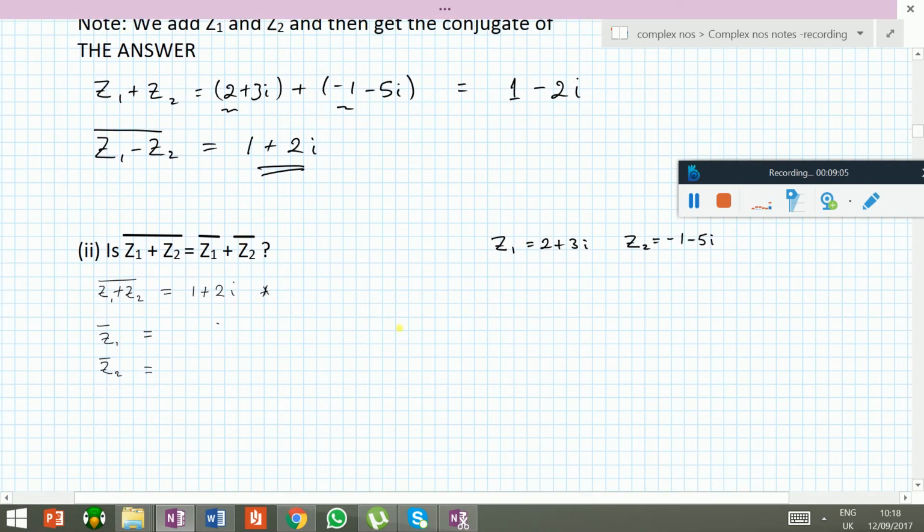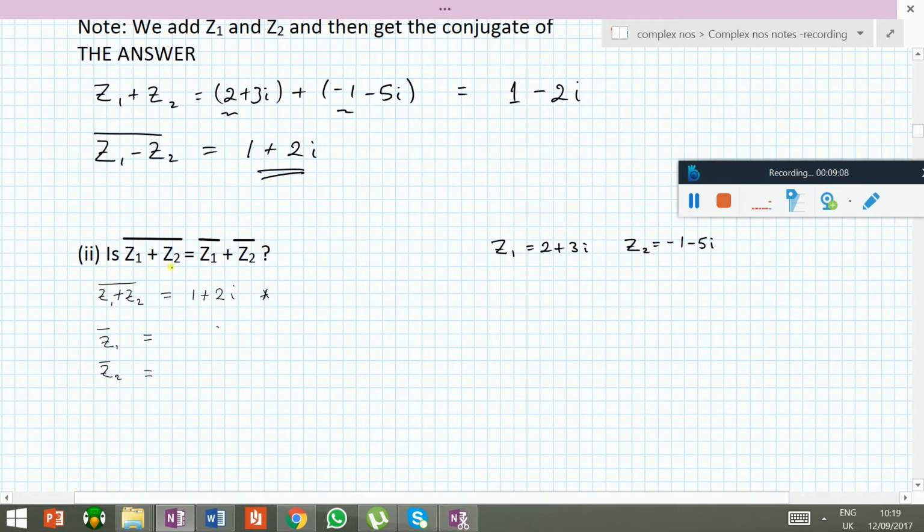Alright, the next one asks, is the conjugate of z1 plus z2 equal to z1 bar plus z2 bar? So in other words, if you add them and then get the conjugate, is it equal to getting the conjugate of z1 and adding it to the conjugate of z2? Now we know from up here, z1 plus z2 is 1 minus 2i. Now z1 is 2 plus 3i, so z1 bar is 2 minus 3i. And z2 is equal to minus 1 minus 5i, so z2 bar is minus 1 plus 5i. And we want to add these two things together.